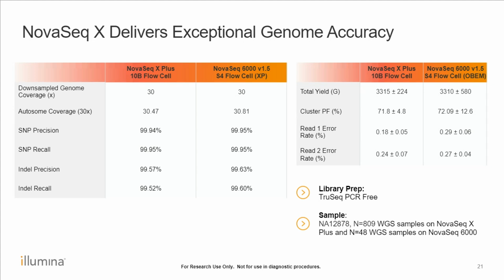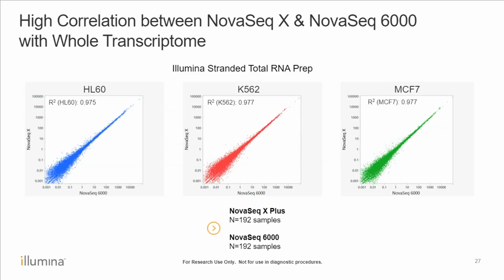app note. So that app note goes through 6K to X. It has whole genome, it has whole exome, it has the RNA sequencing, and I believe single cell. So we do have more comparisons coming out.